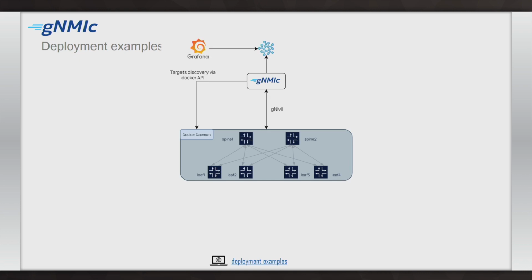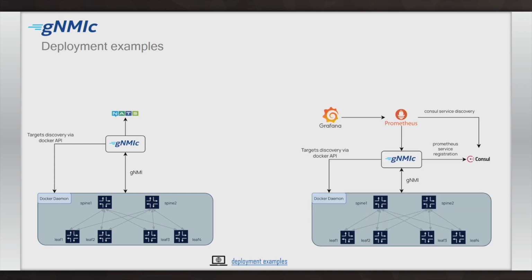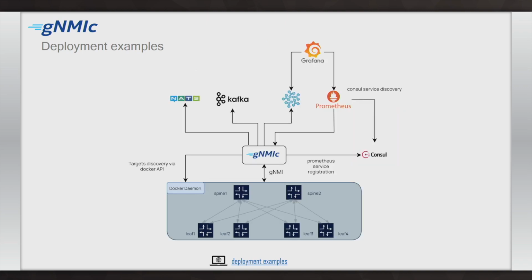Okay, so there are a few deployment examples in the documentation. You can go check them out. They all come with a lab and configurations. So you can write to Influx, to NATS, to Prometheus, or to write everything everywhere all at once if you want to. Not saying this is an actual use case, but you can do that.